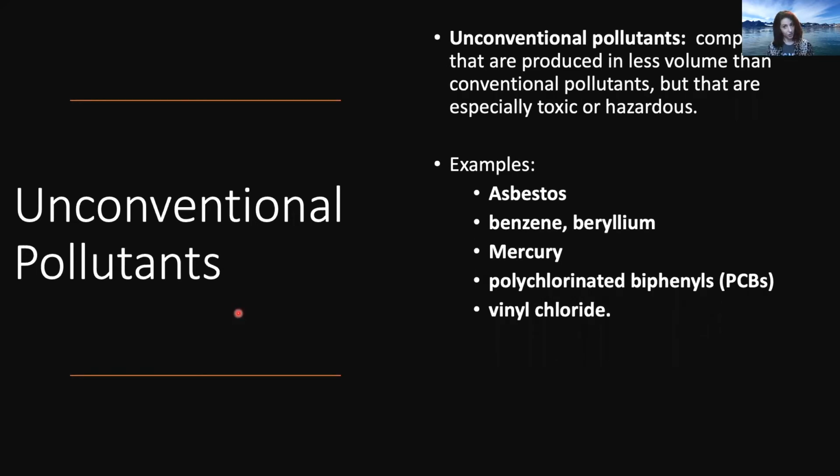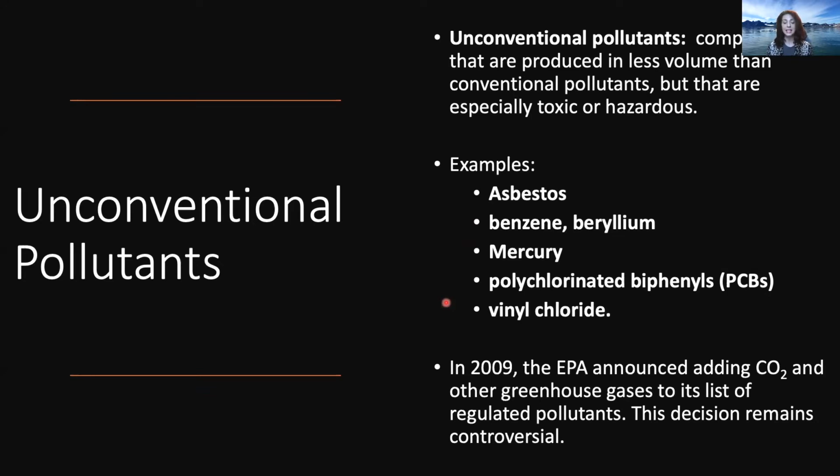Now let's get into unconventional pollutants. Those 6 are what we call criteria or conventional. In addition, we also have unconventional. So these unconventional pollutants are compounds that are produced in less volume than those conventional pollutants, but they are still especially toxic or hazardous, especially when we're talking about human and ecosystem health. So examples of these unconventional pollutants include things like asbestos, benzene or beryllium, mercury, these polychlorinated biphenyls or PCBs for short, and vinyl chloride. In 2009, the EPA, the Environmental Protection Agency, announced adding carbon dioxide and other greenhouse gases to its list of regulated pollutants. So this decision actually still remains controversial.